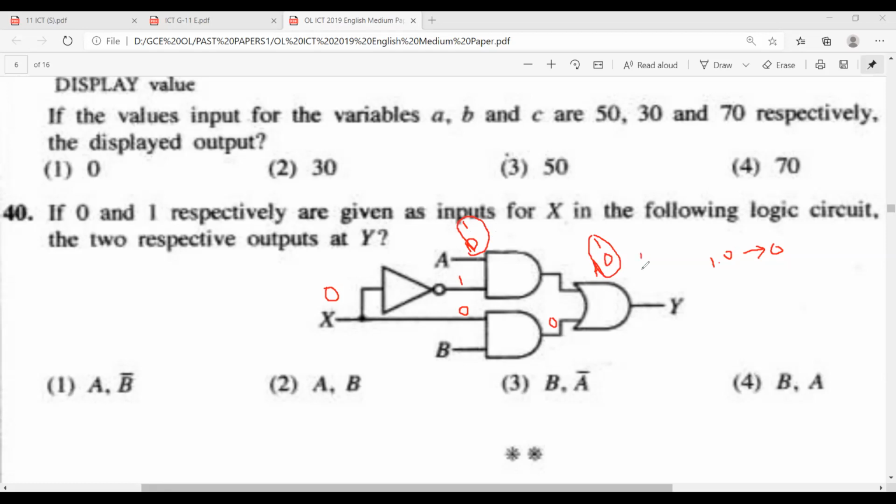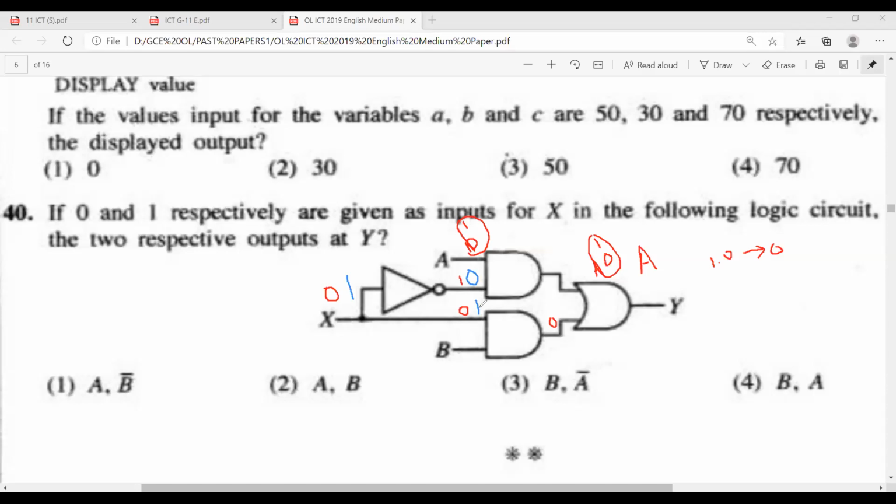Therefore you can see that the first time, when X is 0, the output is A, right? Same, you can think of the other one. When it is 1, what will happen? X is 1 means this side is 0 and this side is 1. The same thing happens.